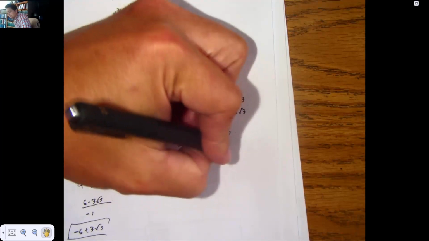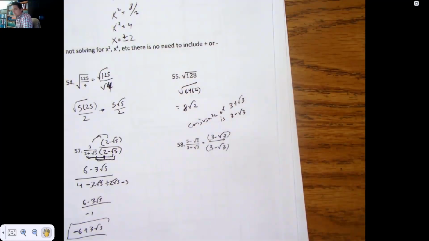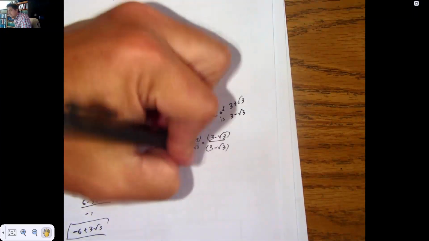Now this thing is just going to look fugly when it's done. The numerator is going to be horrible. The denominator is going to be a nice number. So if you're asking yourself, do you have to FOIL? Well, yes, you do. You do have to FOIL.